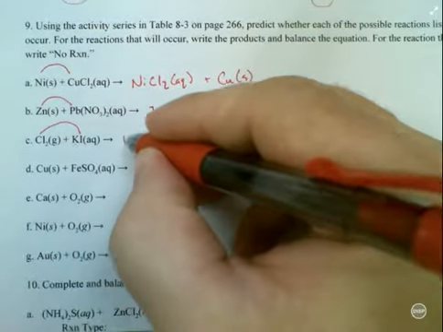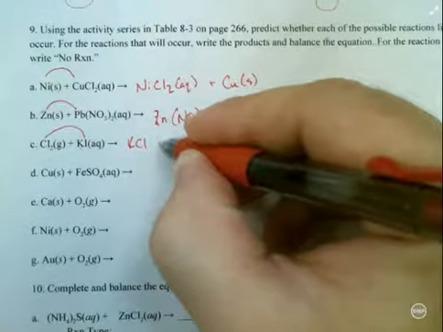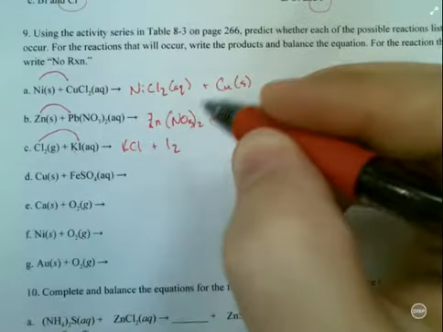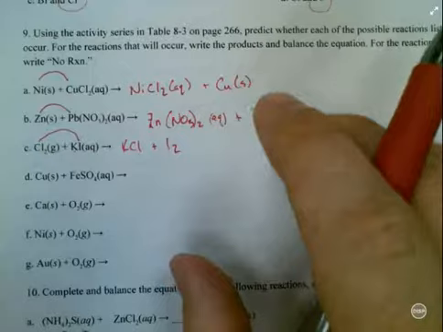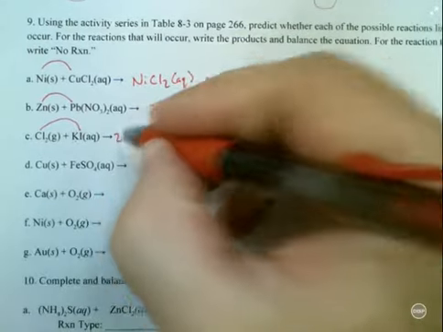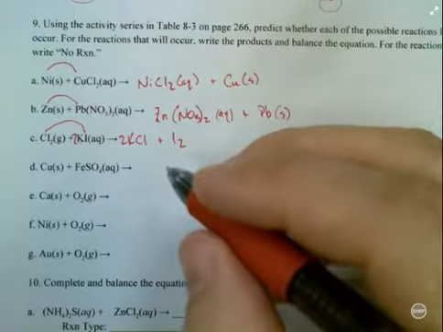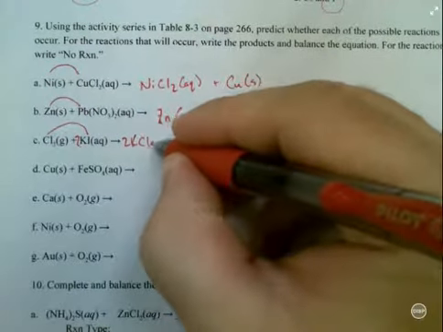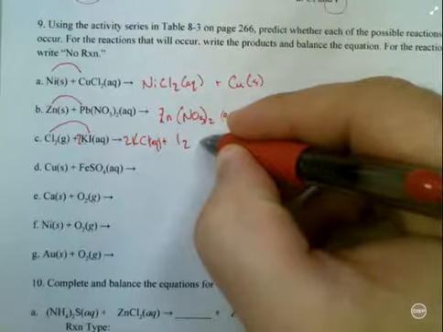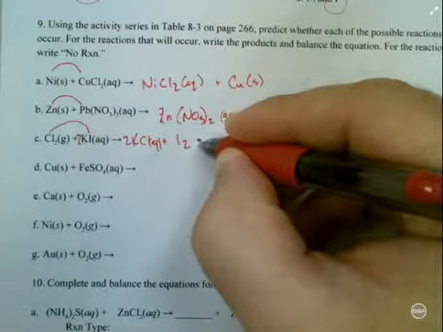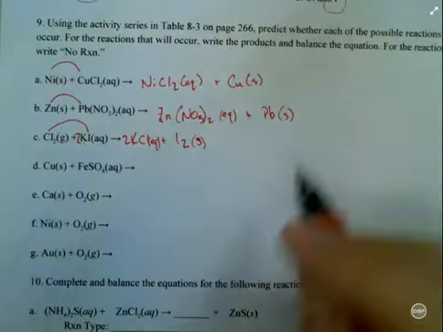So what I'm going to have here is some KCl, and whatever got booted is going to be by itself. Now, iodine is a diatomic molecule, so I know it needs to be I2. Throw some coefficients on there to make sure that that's balanced. Oh, I didn't do the states. Aqueous, and in this one, this is going to be a solid.